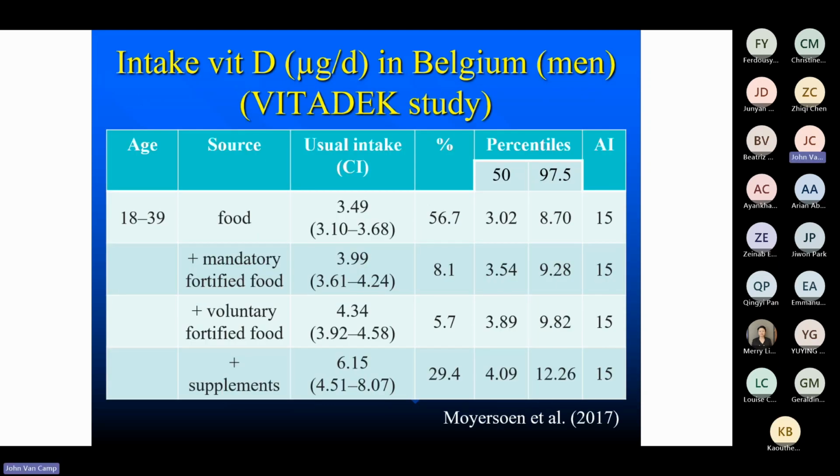So let's look a little bit at the intervention for vitamin D. How do we do that? So I give the example for Belgium because we had a very nice study which was called the VitaDex study, done a couple of years ago by one of our PhD students. It was Isabelle Moyersoen, who is now working for a governmental institute in Brussels, who is actually coordinating the food consumption trials in Belgium.